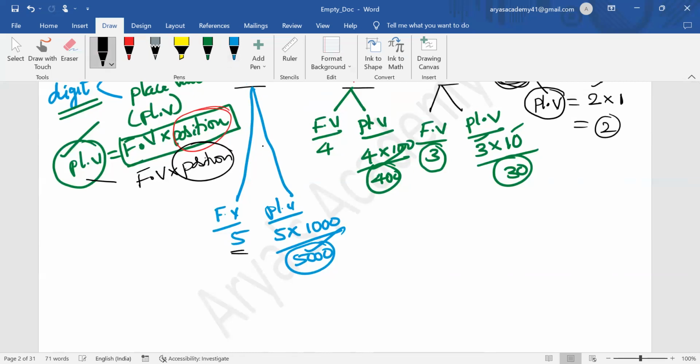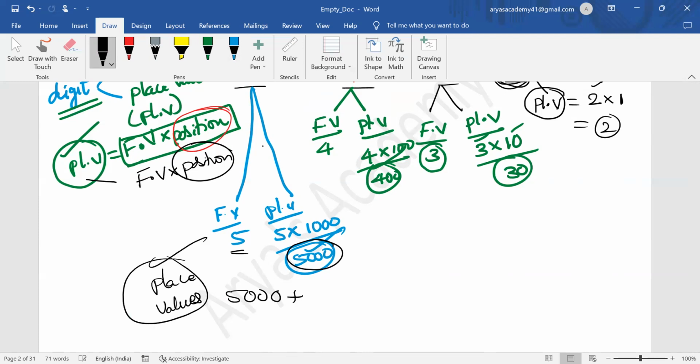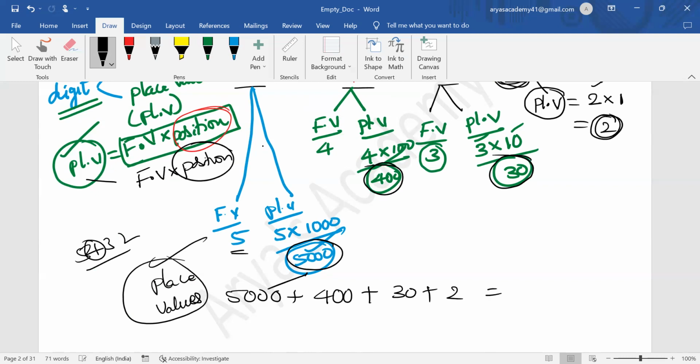So 5 is the first digit from the left side, and what is the place value of 5? 5000. Write it down. We are writing place values of all the digits of the given number. The number we are considering is 5432. The next digit is 4. And what is the place value of 4? 400. So write down the place value of 4. And the next digit is 3. And what is the place value of 3? That is 30. I'm taking 30. And the final digit is 2. And what is the place value of 2? It's nothing but 2. So if you add all these place values, that is how you actually get the number 5432.